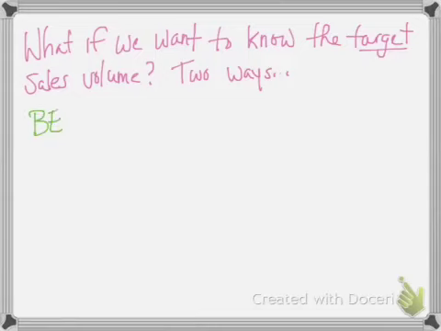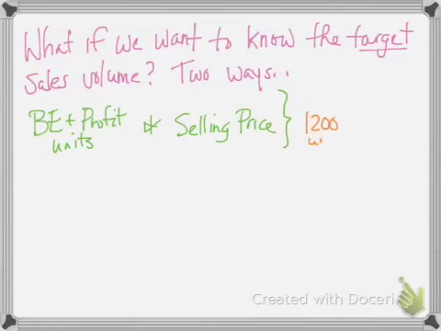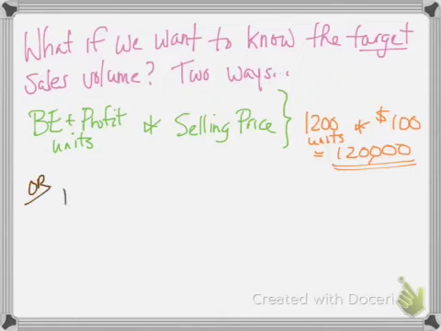Well, there are two ways to get to that answer. Break even plus profit in units: take the answer, the 1,200 units, and multiply it by the selling price, and that will tell you the sales volume we need to reach. 1,200 units times the selling price of $100 is $120,000.